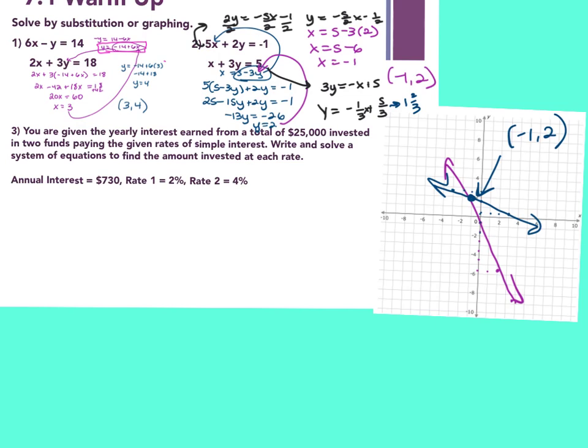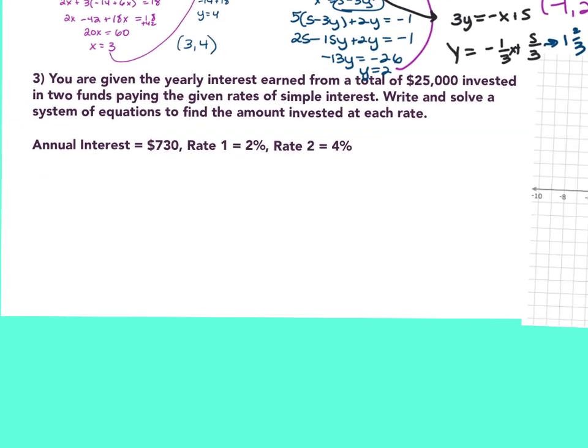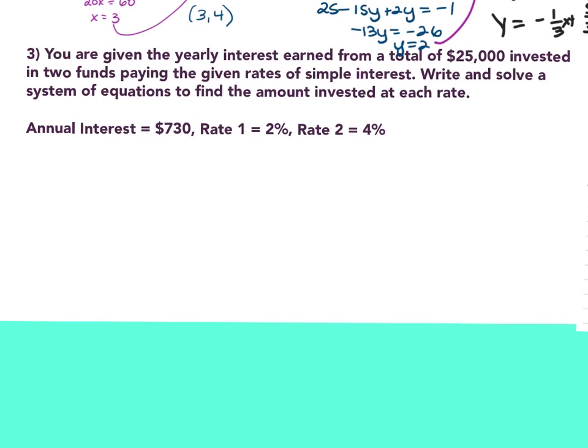All right, then you had a couple of word problems. You had 3 on Friday's notes. And it says you're given the yearly interest from a total of $25,000 invested in 2 funds paying the given rates of simple interest. Write and solve the system of equations and then find the amount invested at each rate.